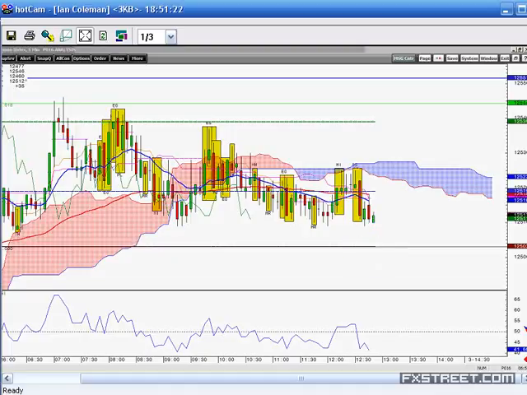Any questions? Can I give an example of using Fibonacci to predict trading trend on sterling dollar?